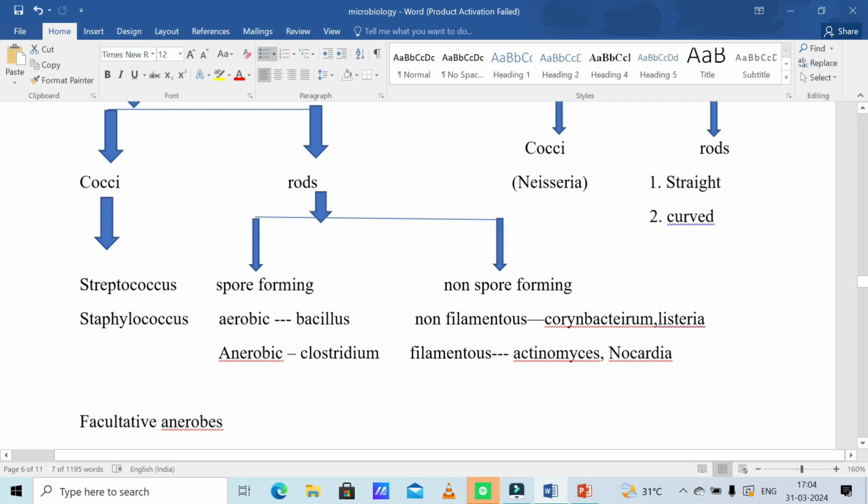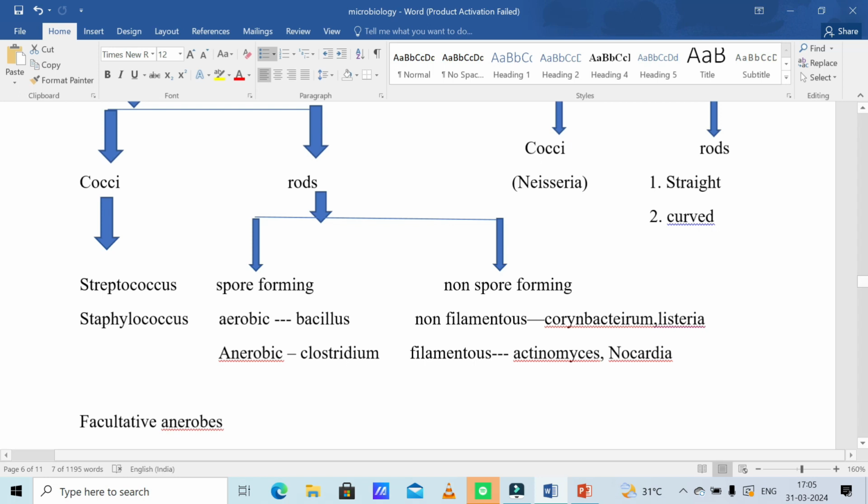And non-filamentous consists of the organisms Corynebacterium and Listeria. Corynebacterium causes diphtheria, and Listeria causes meningitis. And coming to the filamentous, it consists of the organism Actinomyces, which causes actinomycosis, and Nocardia, which causes nocardiosis. So that is regarding the gram-positive cocci and bacilli, which come under the free-living bacteria.